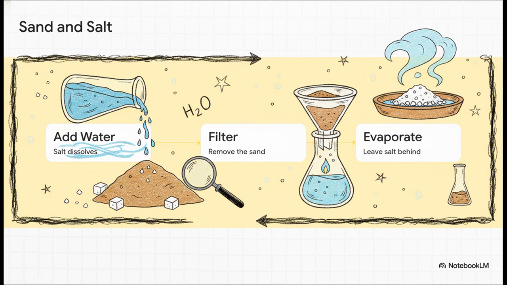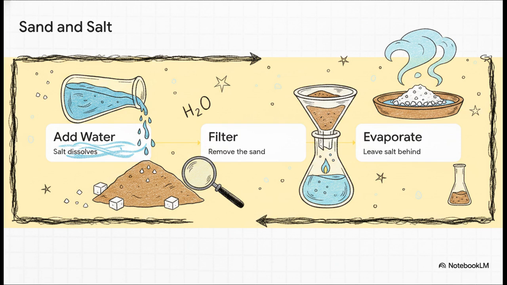Let's see how this builds in our second example, separating sand and salt. If you mix these two together, pulling them apart by hand is practically impossible. But if we cleverly use physical properties, we can do it in 3 easy steps. Step 1, add water. The salt dissolves because of its solubility, but the sand just sits there.